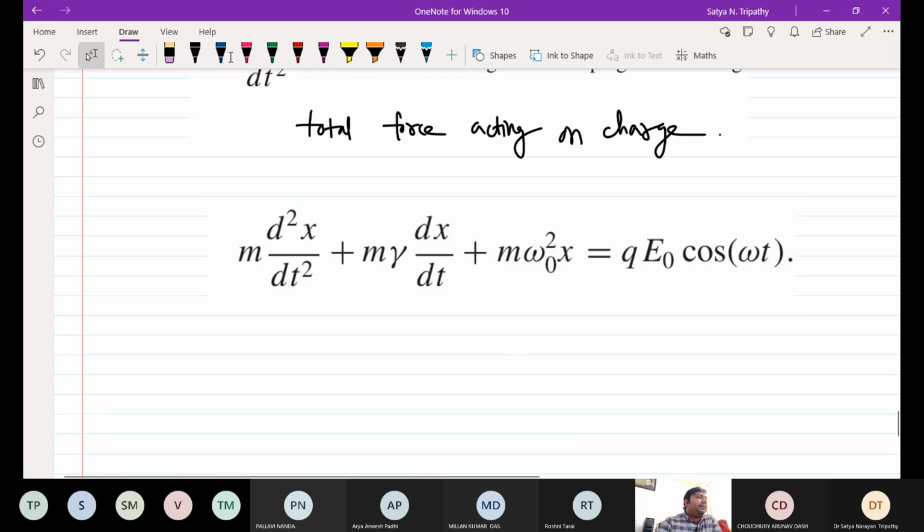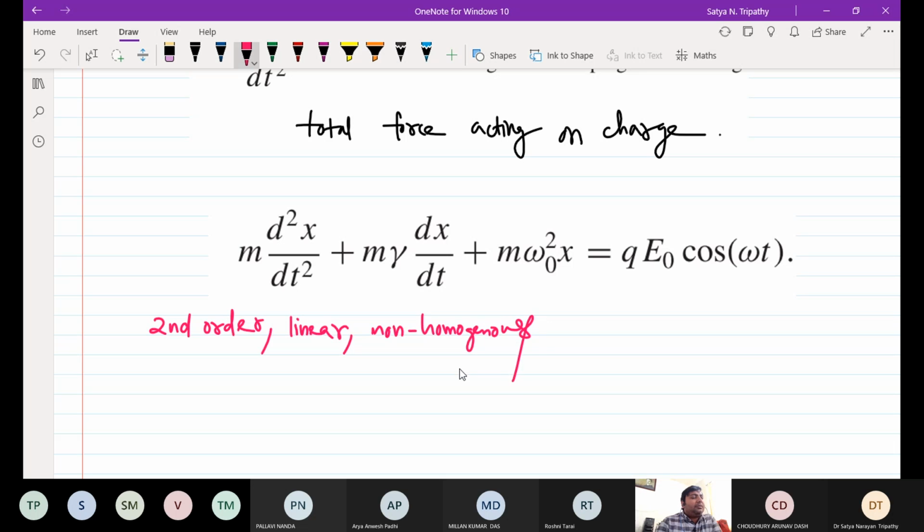Now it is coming in x variable. So this is which order differential equation? Second order, linear, non-homogeneous. This is a second order linear non-homogeneous, and this is ordinary, not partial, differential equation.